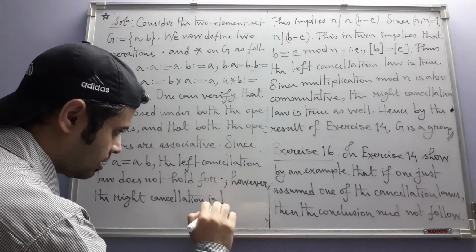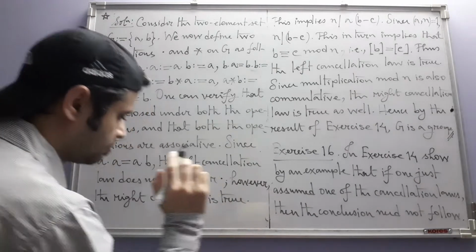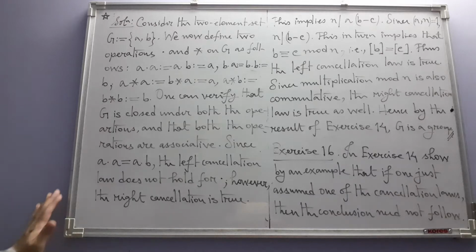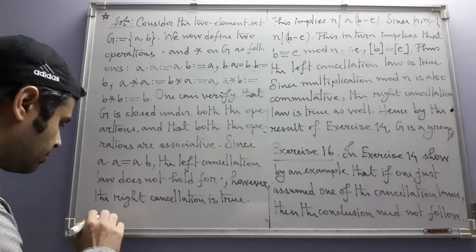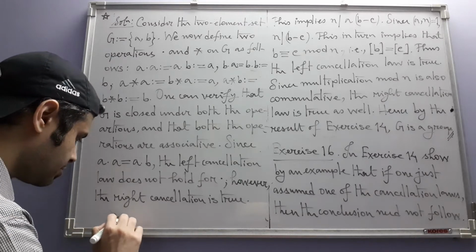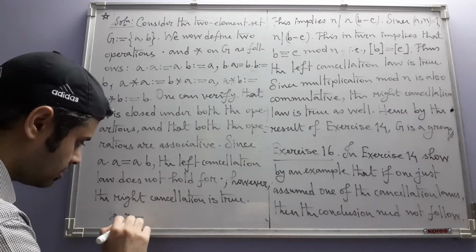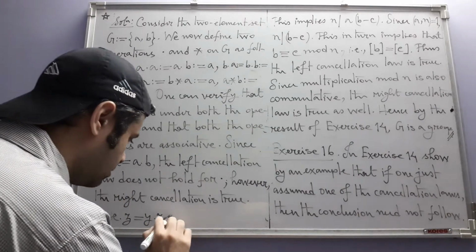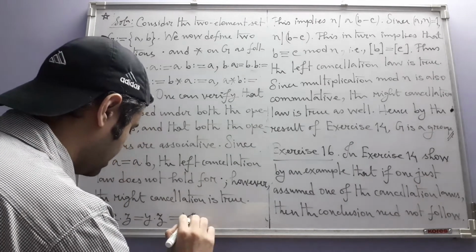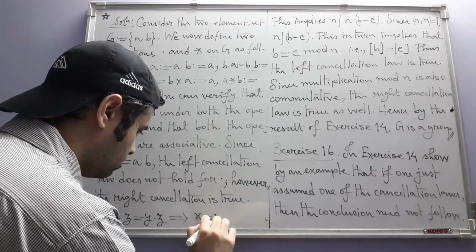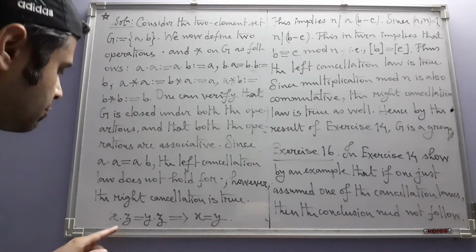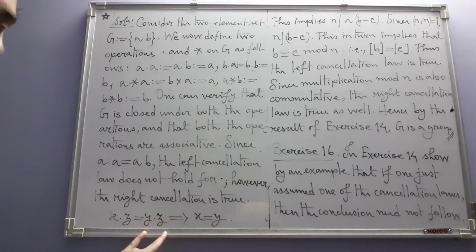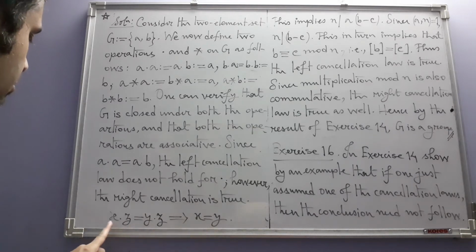The right cancellation law is true. Why is the right cancellation law true? For the right cancellation law, we will need something like this: x dot z is equal to y dot z. Then that should imply x is equal to y. If this happens for all choices of x, y and z, then the right cancellation law is true.